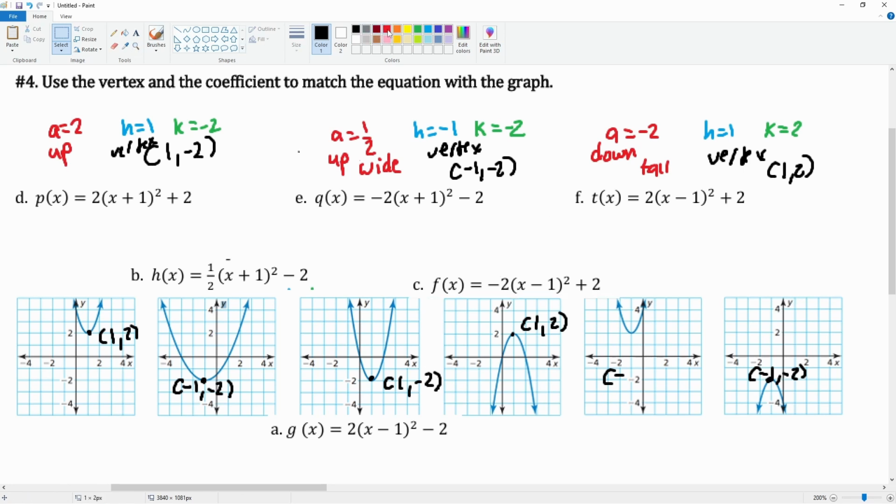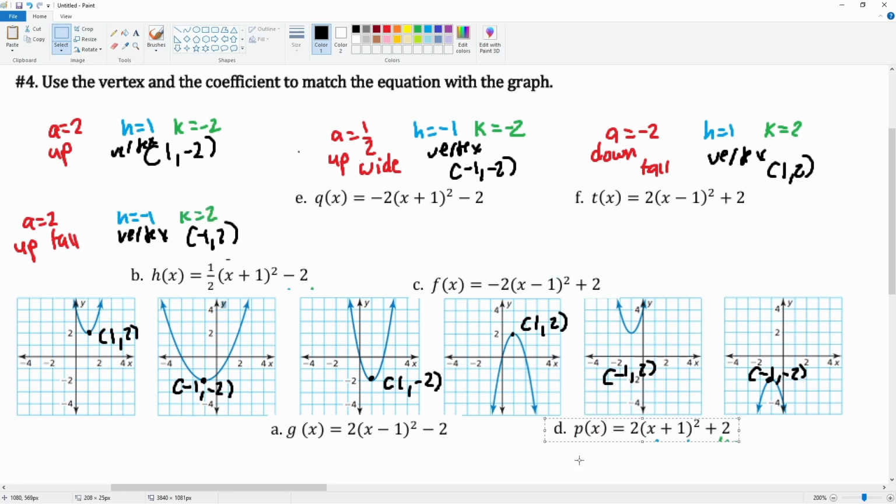Let's now look at question D. A is 2. It's positive, so it is up, and it is a number 2, so it is tall. The H here is -1, and the K here is 2. We know that the vertex is the point -1, 2. So which one has -1, 2? Let's see. Oh, this looks like this is -1, 2. And that does go up. So that is question D for that 5th one right here.